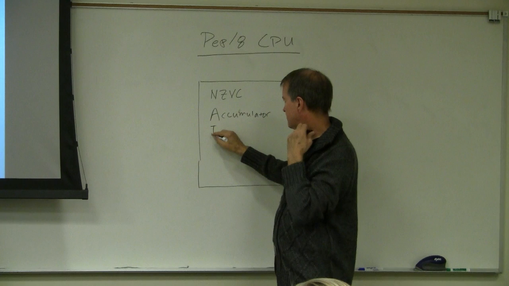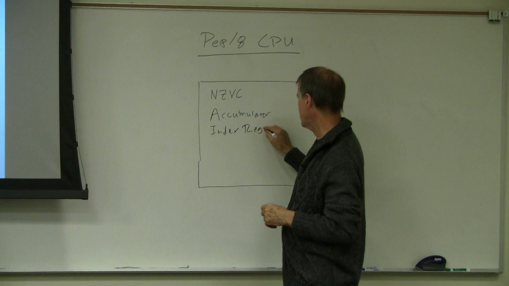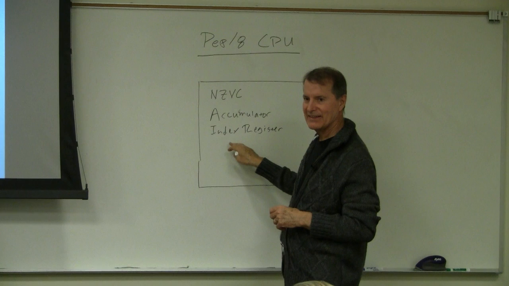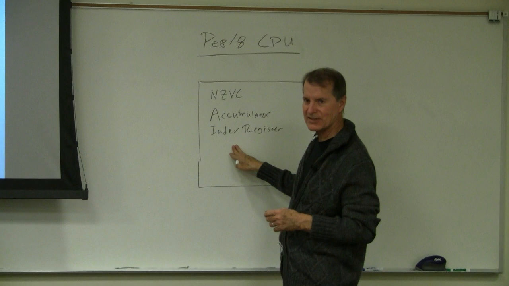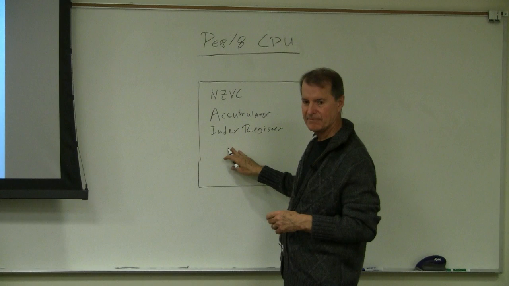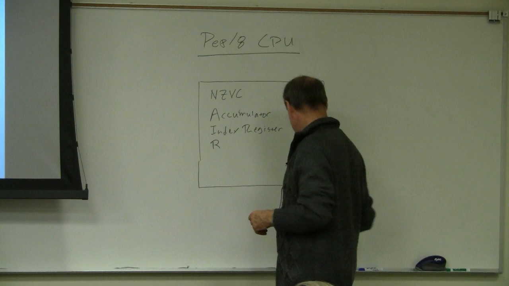Index register. Good. What does the index register hold? An array has an index. So it holds the index of an array. You're doing array processing. What else? Is the program counter in there? The program counter is in there. Excellent. From 2 years ago. I'm impressed. Program counter.